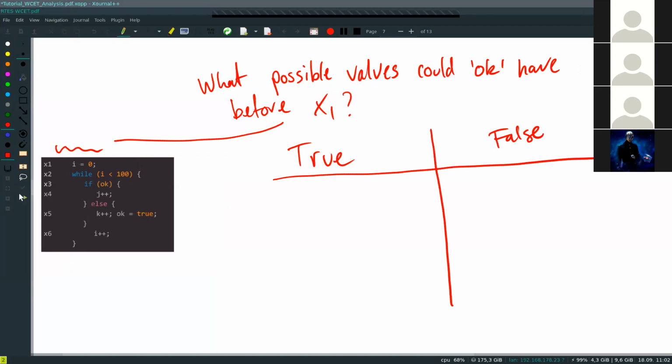So let's say it's true. How many times will we execute x4? Exactly. So x4 equals 100. Let's say it's false. How many times will we execute x4? Yes. Now, what about that? So the equivalent will be x5. What will x5 equal for these two possibilities?